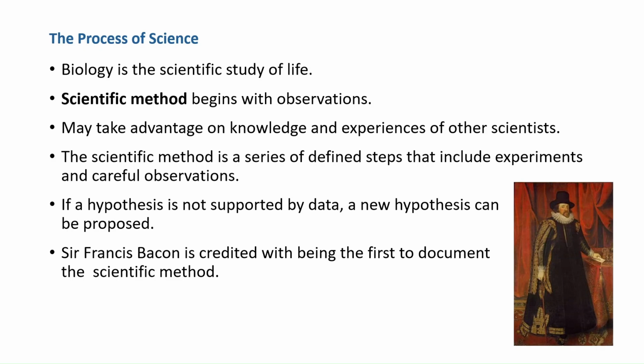It begins with observations. You see something and you wonder what's going on. Sometimes you just get information from another scientist, but by following a series of steps that includes experiments, you come up with a hypothesis trying to explain what you just observed. You see whether the hypothesis has been supported or not. If the answer is no, then you can come up with a new hypothesis. So we're going to study it slowly. Just going to mention in here, this is Francis Bacon, who was credited with being the first person to document scientific method.